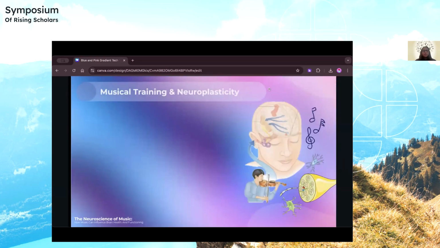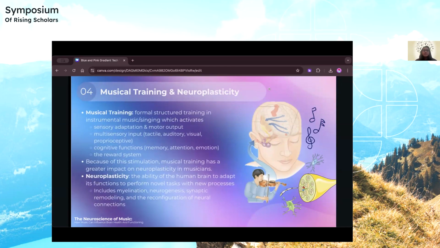And let's get into the part that really resonates with me the most, musical training. Musical training can involve instrumentalists and vocalists as well. There are a lot of great benefits for musicians, including sensory adaptation and greater cognitive functions. But I really want to focus on music's impact on neuroplasticity. Neuroplasticity is how our brain is able to change its structure based on the experiences we deal with outside. This can include myelination, synaptic remodeling, neurogenesis, a lot of great stuff that happens because of interacting with music.